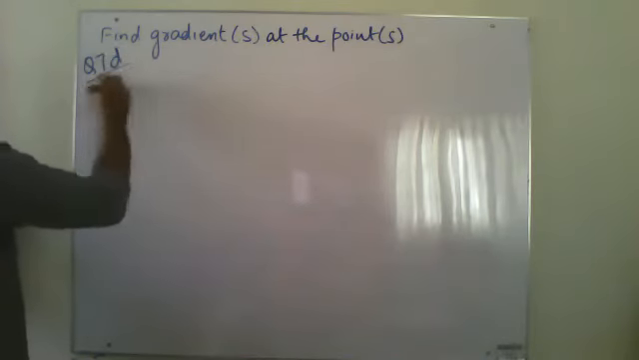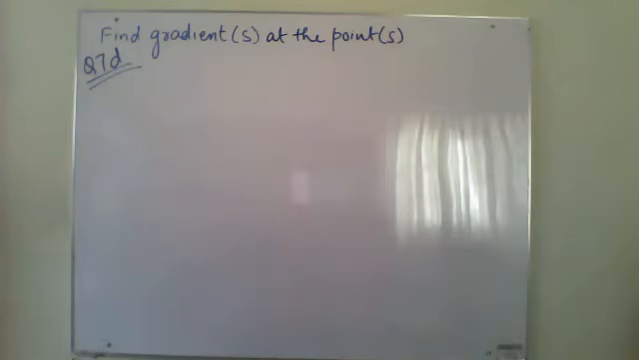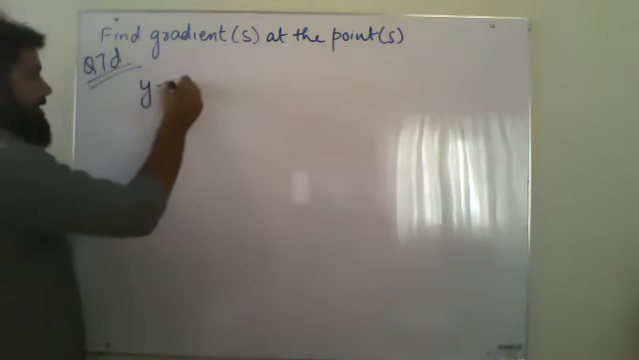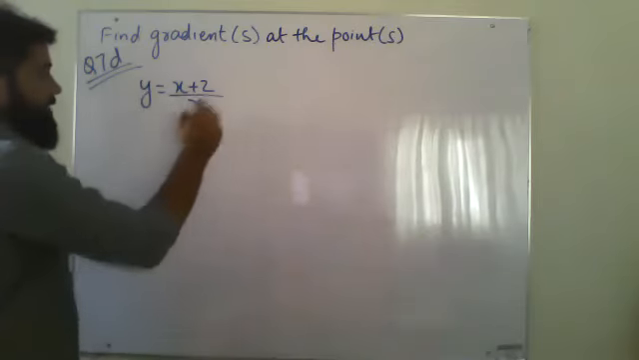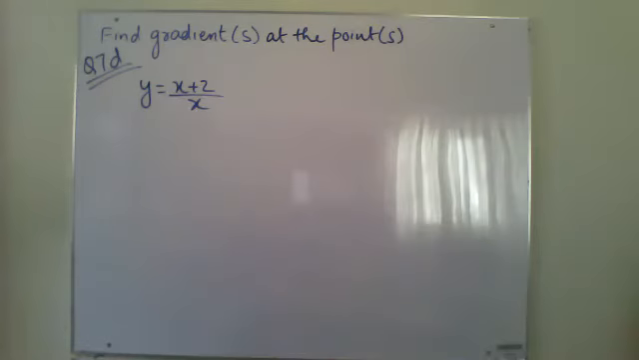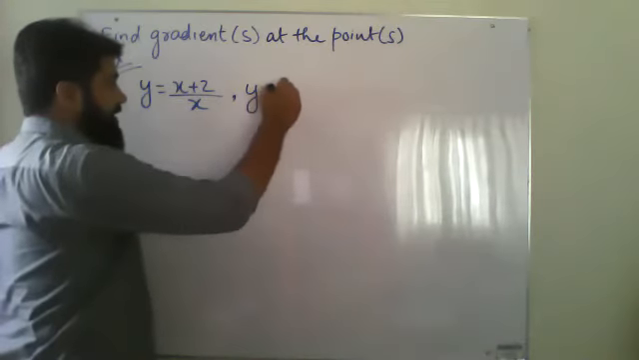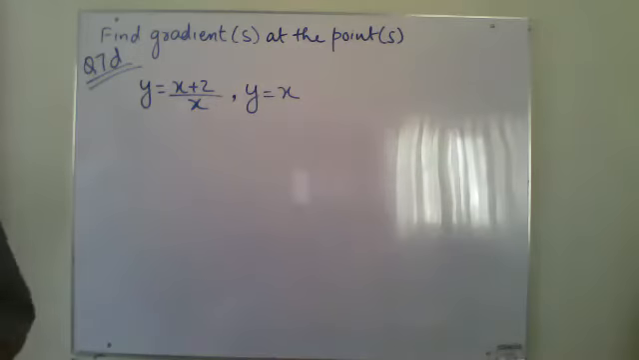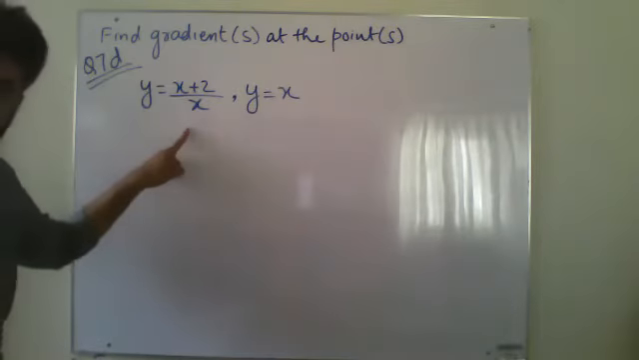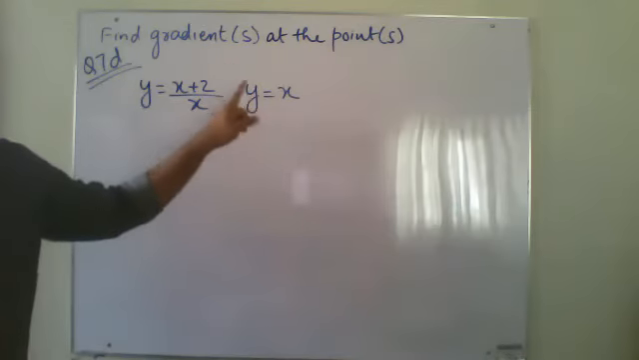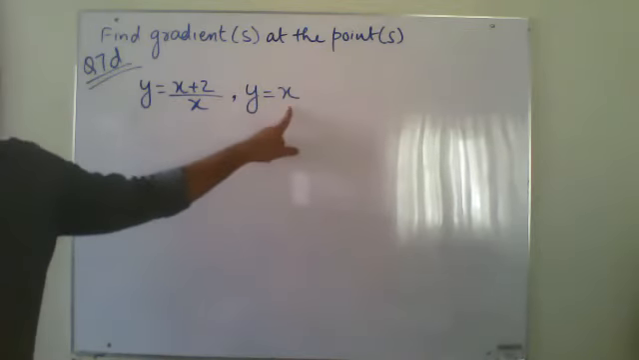Okay, that's my question number 7, part D. So what you are going to do first, they are giving us y equals to x plus 2 over x. This is the question given to me, y equals to x plus 2 over x, and for reference, they are giving us y equals to x. This is the equation of curve given, and I have to find gradient at a point where y is equals to x on the graph.